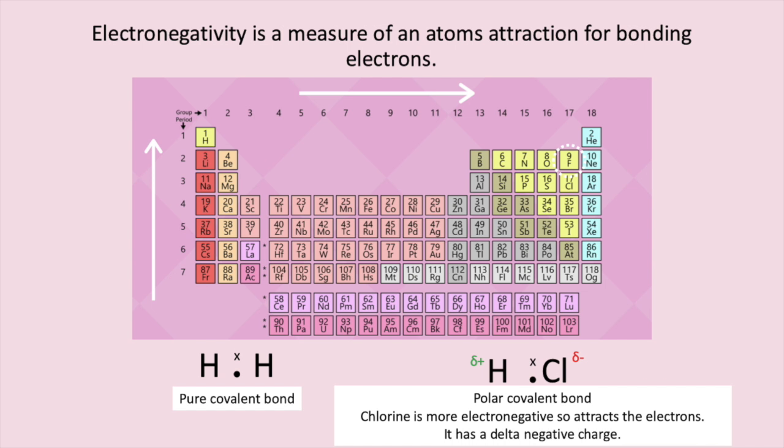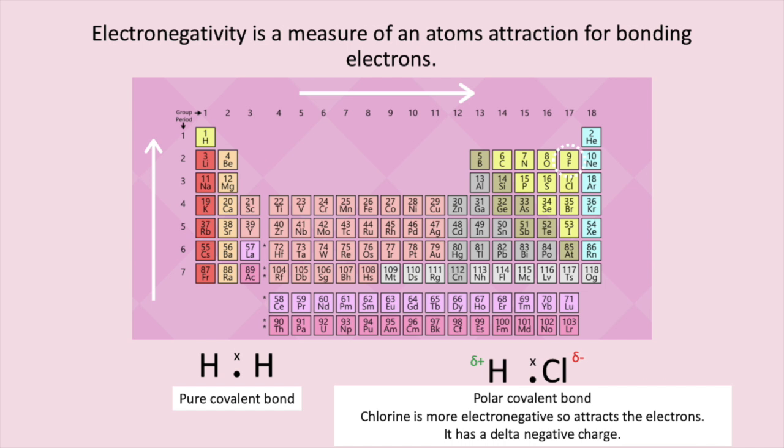This is because as we go along the period, nuclear charge increases, so there's a greater pull on the electrons. As you go up the group, there is less shielding, meaning there are fewer electron shells. There is a greater pull, therefore, on the electrons from the nucleus. If two atoms have equal electronegativity, the electrons are held exactly between them.